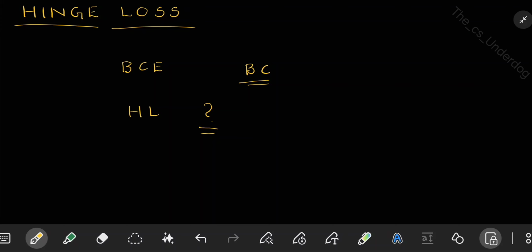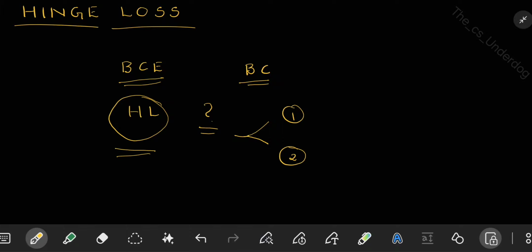And the answer is, generally when you take a loss function, let us say you take BCE, binary cross entropy loss, what are you trying to do? You are trying to classify something into some particular class. Let us say you have class 1 and class 2, and for each input you want to classify it either to class 1 or to class 2. This is the task. What hinge loss does is, it makes a model not just be correct, but it should be confidently correct by a certain margin. This is the difference that hinge loss introduces.